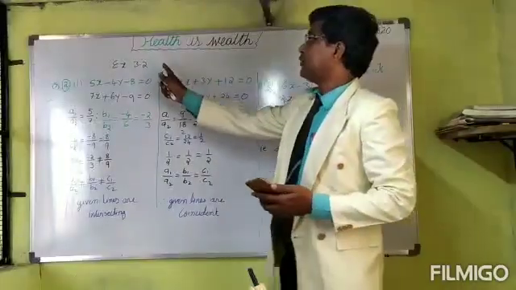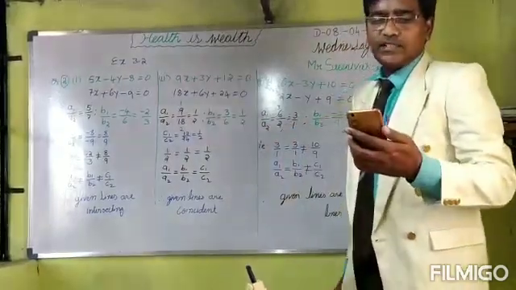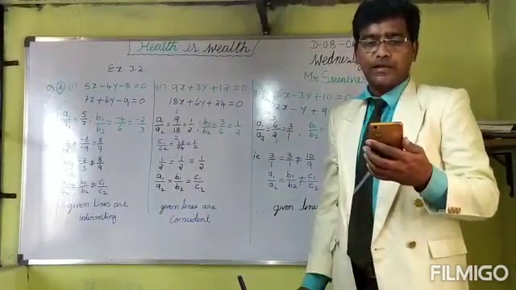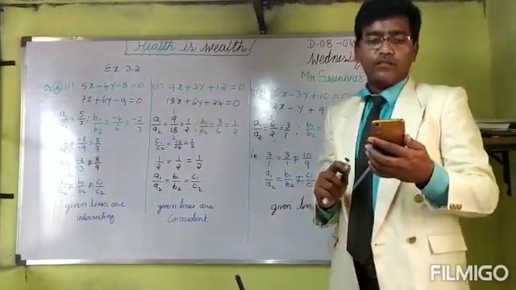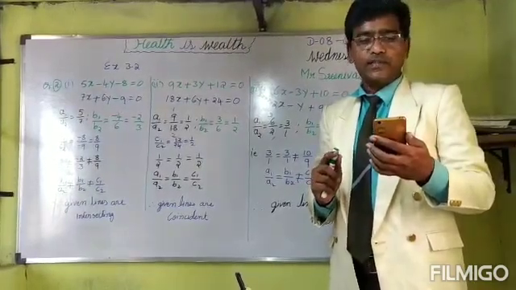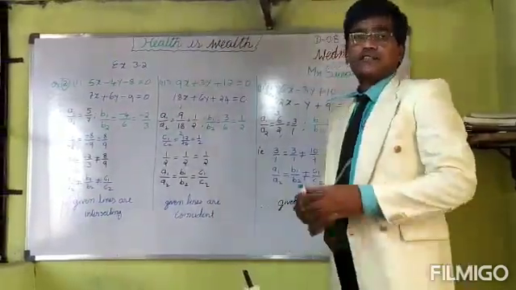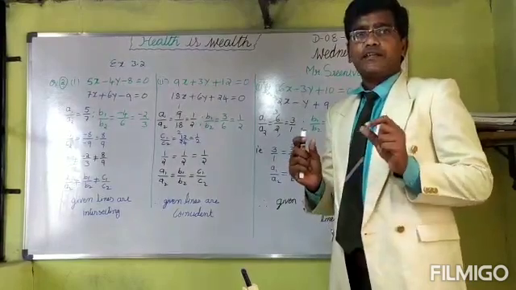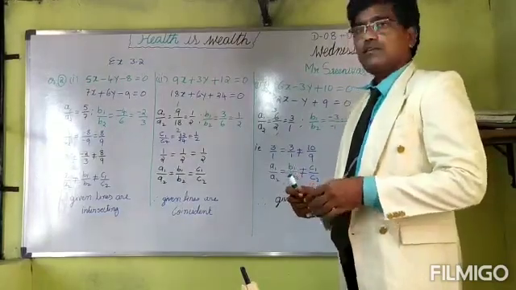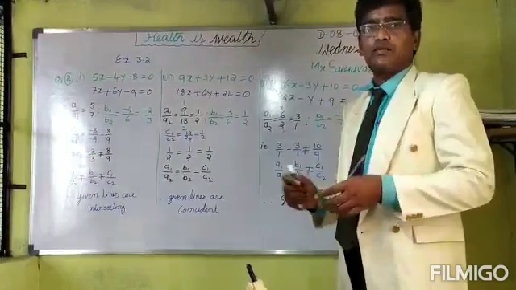Okay. Exercise 3.2 question number 2. It contains 3 questions. In the question they are asking, on comparing the ratios a1 upon a2, b1 upon b2 and c1 upon c2, find out whether the lines representing the following pair of linear equations intersect at a point, are parallel or coincident. In the last introduction part I gave you a geometrical representation table. In that, 3 conditions are clearly given for intersecting, coincident and parallel lines. So now we are using the table to decide this.